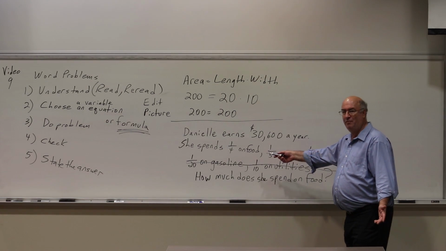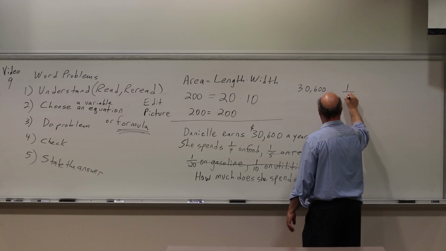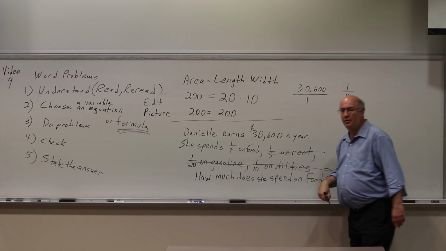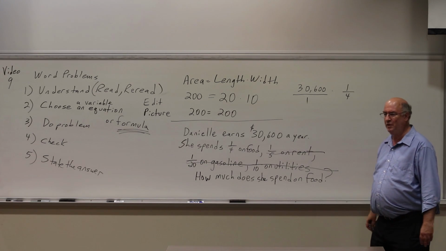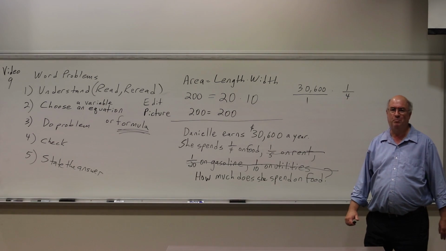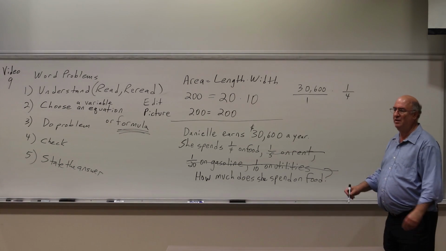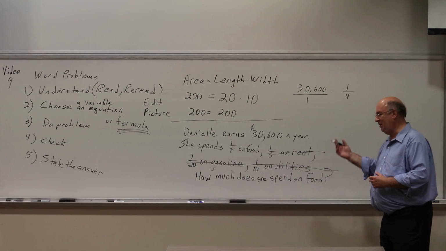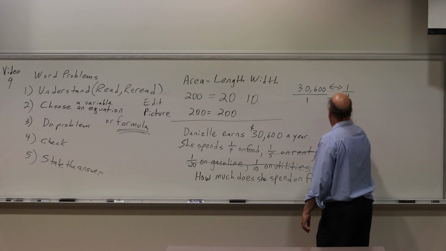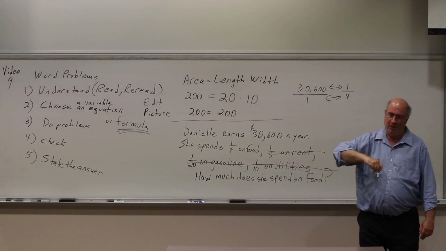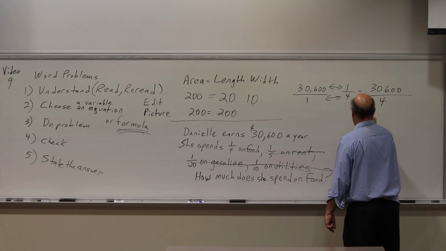She spends a quarter of the money on food. We take 30,600 times 1/4. Whatever number it is, you can always put it over 1, and it's the same number. We have a fraction, a quarter, so we show her $30,600 as a fraction and put it over 1. With fractions, top times top, bottom times bottom. That's 30,600 divided by 4. Okay, what is it?